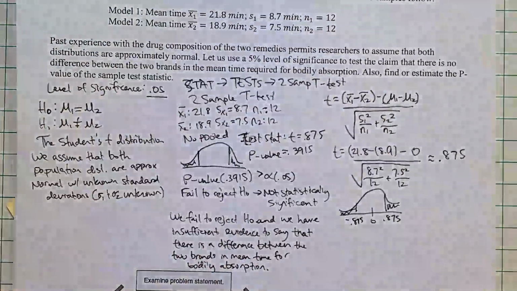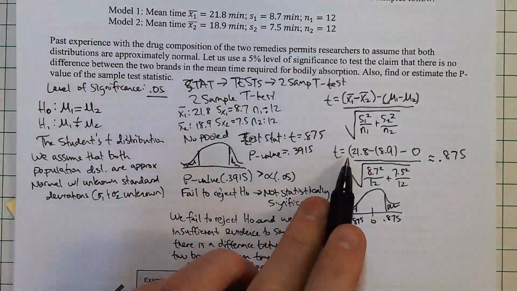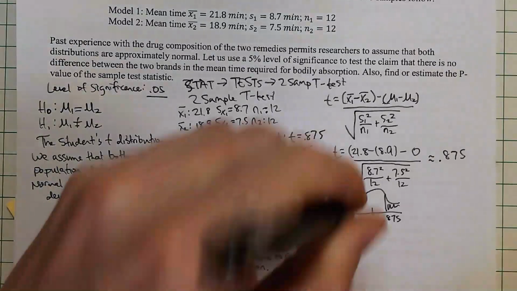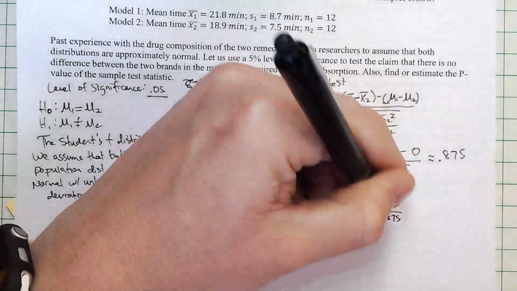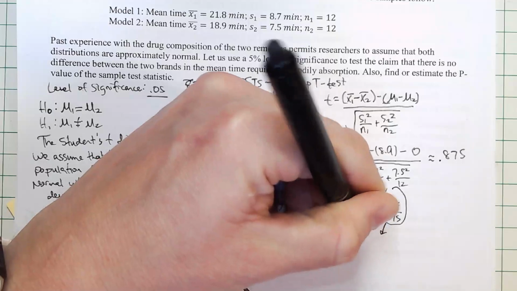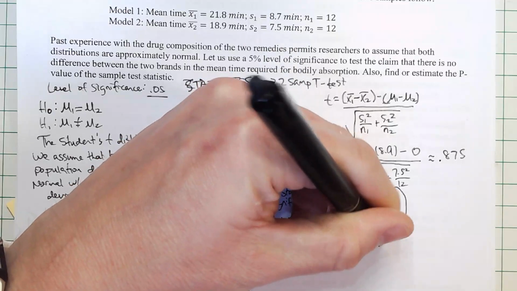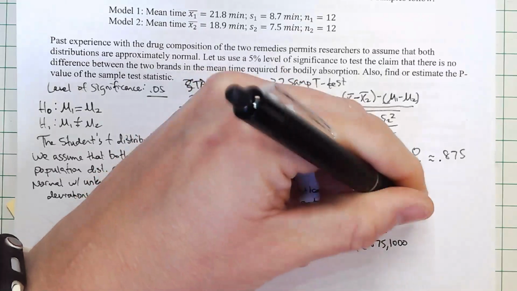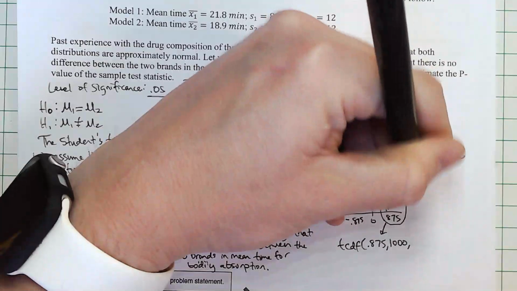Now, when it's a Z, we use normal CDF. When it's a T, we use something called TCDF. I'm going to do TCDF for one tail. My lower bound's 0.875. For my upper bound, I just make up a large number because it's going on forever. Now, they'll also ask for degrees of freedom.